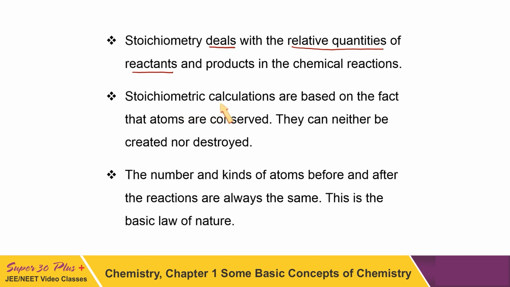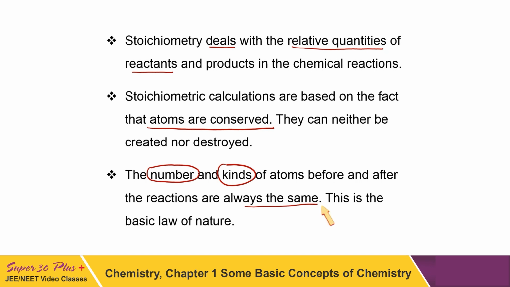And stoichiometric calculations are based on the fact that atoms are conserved, meaning they can neither be created nor be destroyed. You cannot create an atom, you cannot destroy an atom. What does it mean? If I elaborate, it means the total number and the kind of atoms. Two things: how many, what is the number, and the kind of atoms before and after the reaction are always the same.